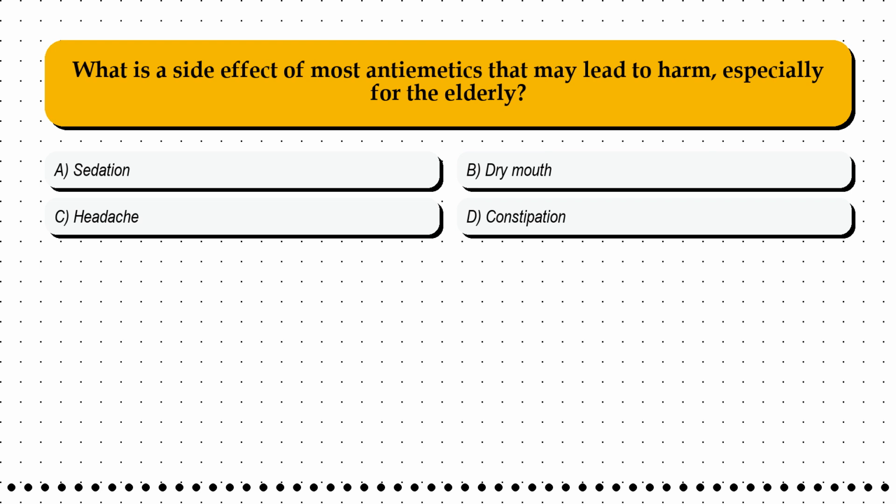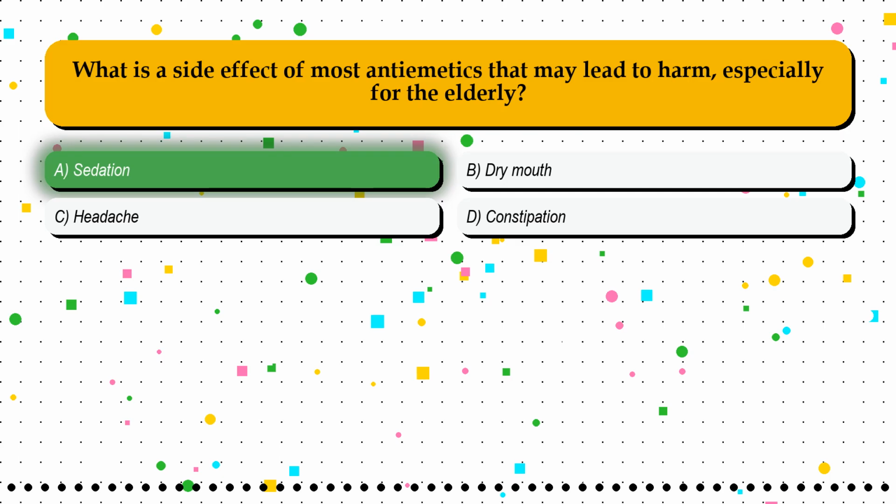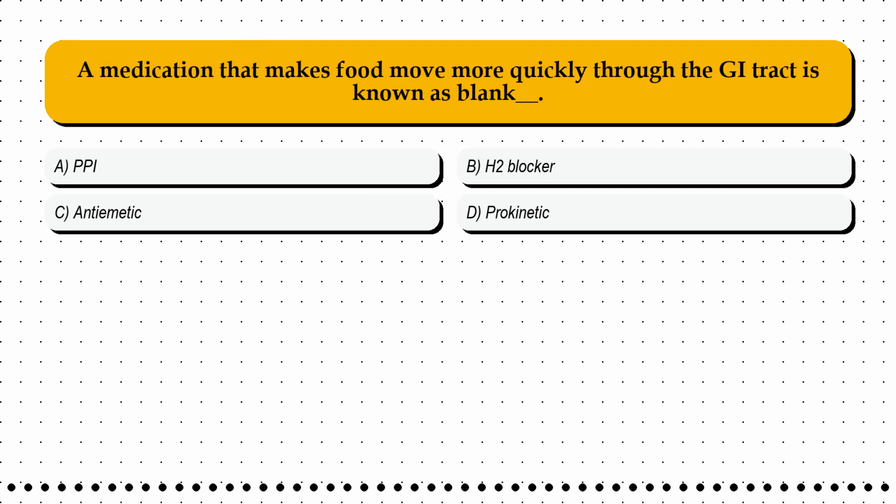Option A. Sedation. Option B. Dry mouth. Option C. Headache. Option D. Constipation. The correct answer is option A. Sedation. Question 122. A medication that makes food move more quickly through the GI tract is known as blank blank.